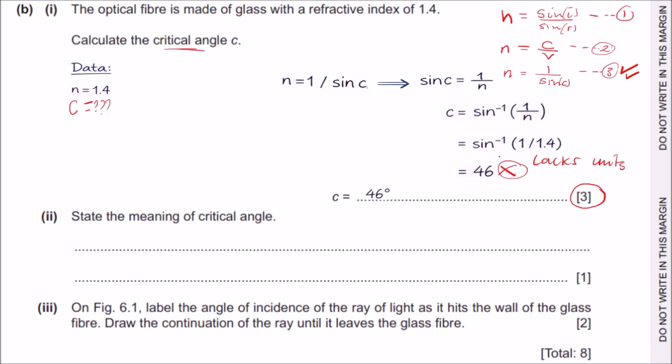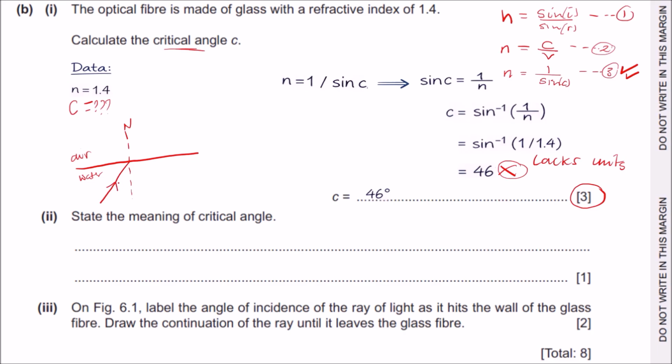Now, part 2 says, state the meaning of critical angle. For us to define critical angle, I will take you back to total internal reflection, and I have my normal here, and this is air, this is water. So I have light moving from water towards air.